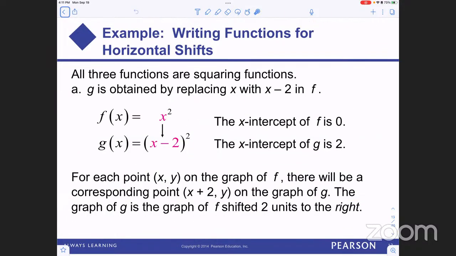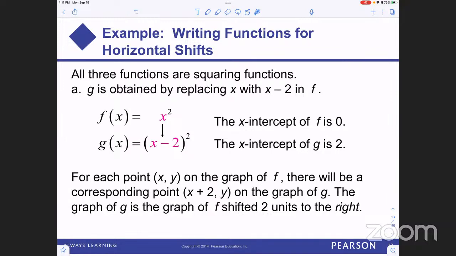Okay. All 3 functions are squaring functions. G is obtained by replacing x with x minus 2, right? And so the x-intercept of G is 2. In other words, 2 makes G 0. So for each x comma y on our basic function, there's going to be a corresponding point x plus 2 comma y on the graph of G.